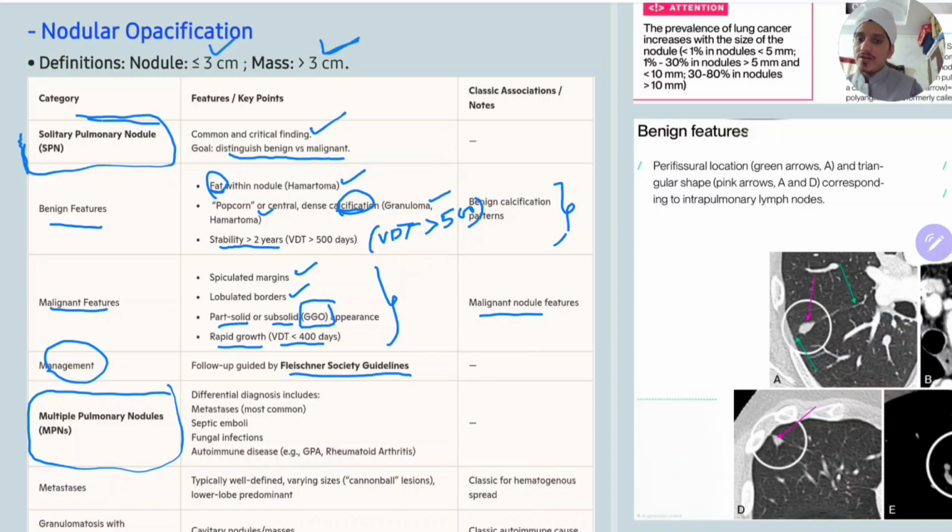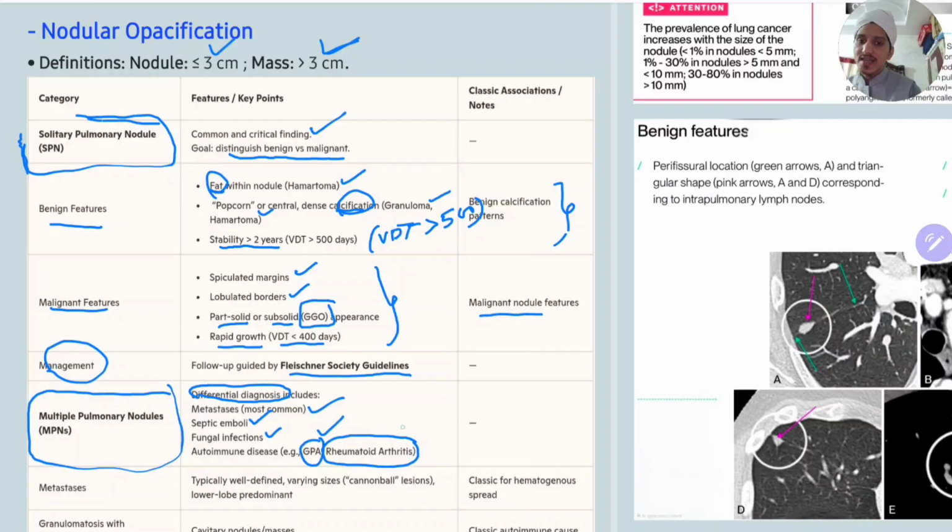So multiple pulmonary nodules, what are the differential diagnoses? Metastasis is the most common differential diagnosis in multiple nodules. Next is septic emboli. Somewhere there is sepsis, and through the blood vessels it is coming to the lungs, so multiple septic emboli. Fungal infections, fungal balls. And autoimmune diseases like granulomatosis with polyangiitis or rheumatoid arthritis, which affect the lung.